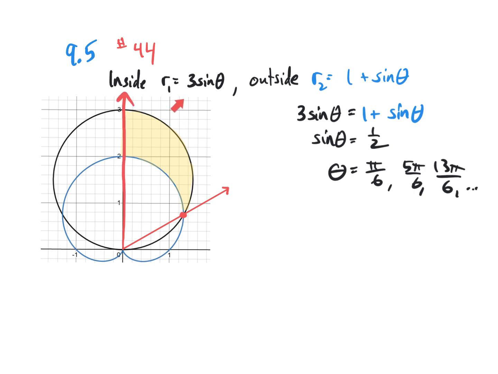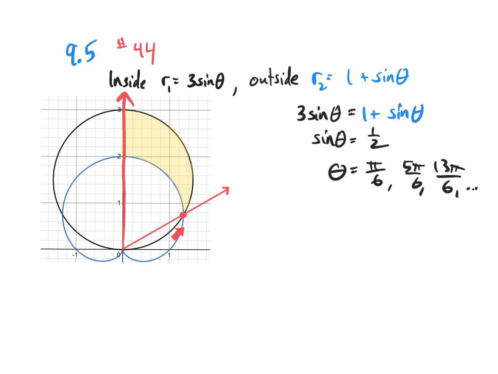Let's just do a quick check for this black curve. When theta is pi over 2, the radius, or the distance from the pole, will be 3 times 1, or 3, which is exactly what that point is. All right, so the black curve is definitely swept out by this radial arm from pi over 6 to pi over 2. Is the same thing happening for the blue curve?